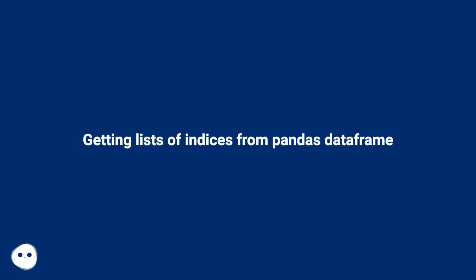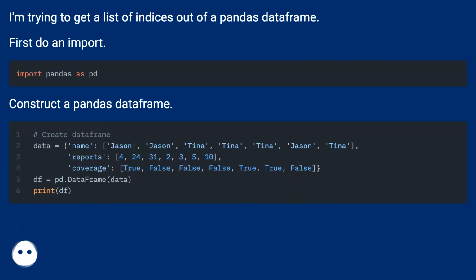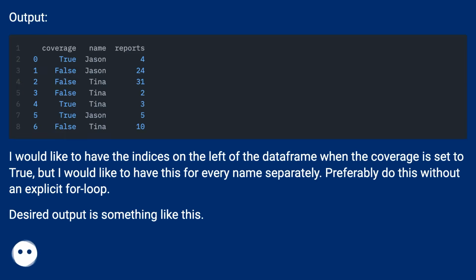Getting lists of indices from Pandas Dataframe. I'm trying to get a list of indices out of a Pandas dataframe. First, do an import. Construct a Pandas dataframe. Output.